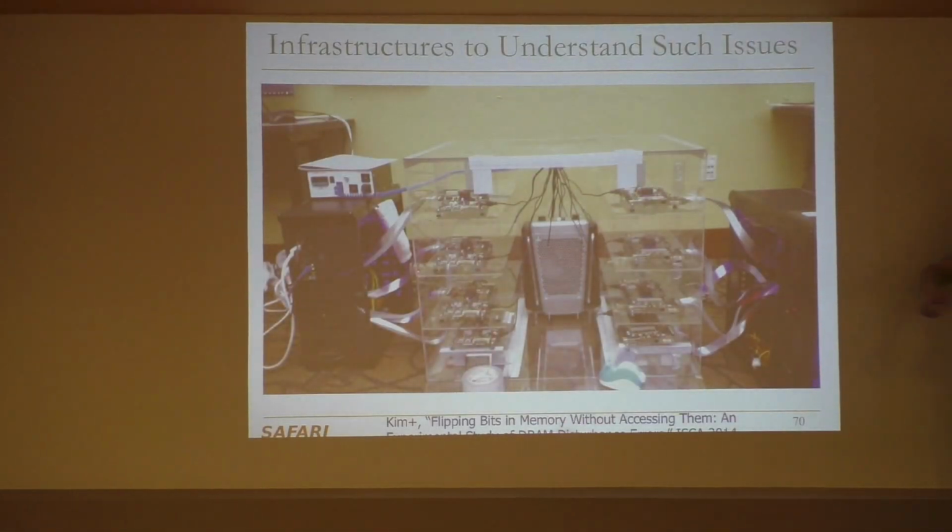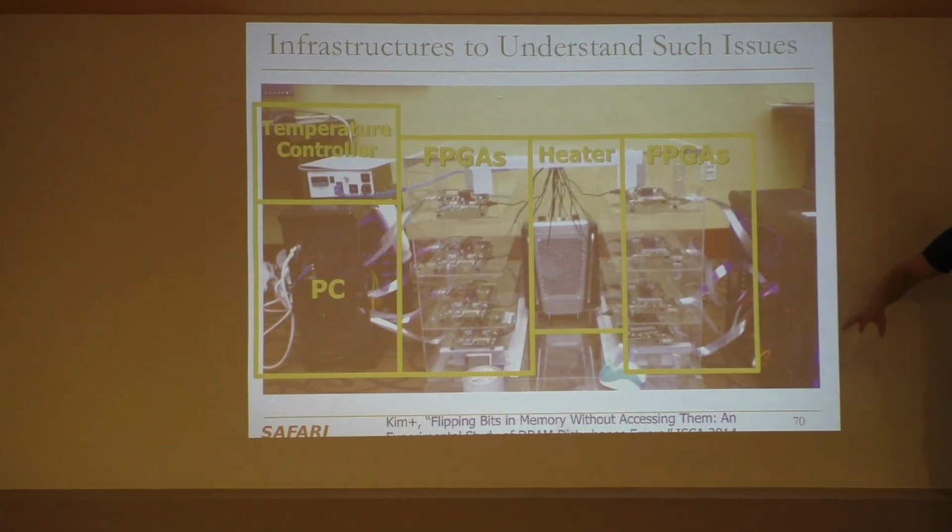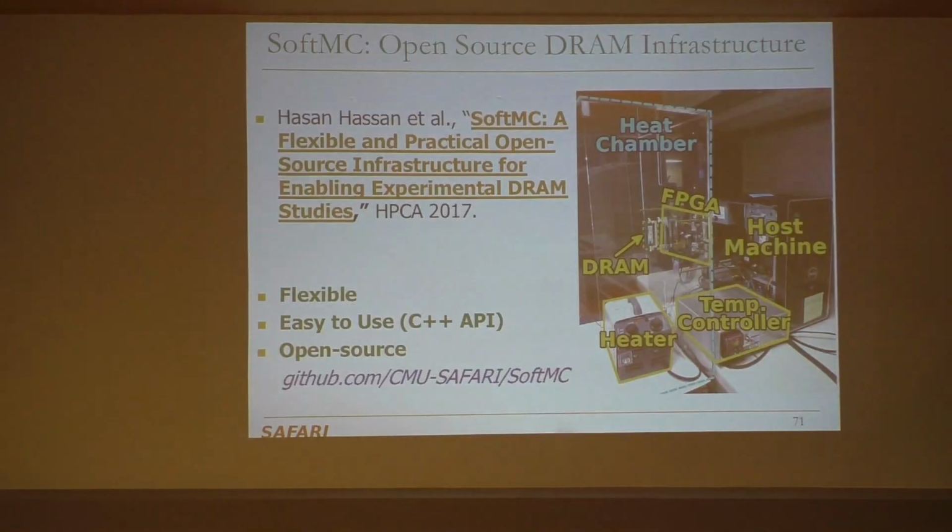That's why we've started building infrastructures that look more like this, small scale. Small scale meaning you have these FPGA-based memory testers. They can test memory. We actually have a programmable memory controller, and they give you information about the kind of errors depending on the test you do. We actually open source this infrastructure if you really want to do studies on real DRAM chips. You can download it from our website, GitHub site. It actually has a nice C++ API. You can do any sort of test, and we're happy to support it. We're working with many people, and many people are actually publishing papers using this infrastructure.